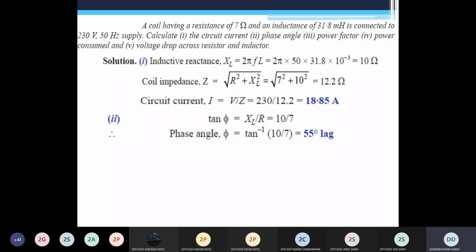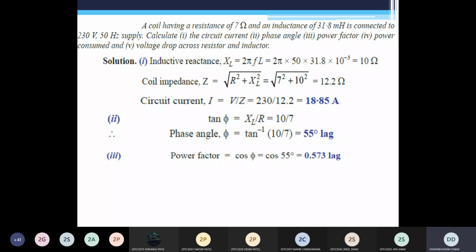R by Z. You already know the value of R, 7, and the value of Z. So R by Z would be 7 divided by 12.2. So you get cos phi, the power factor. So phi is equal to cos inverse of 7 divided by 12.2. Then also you can get this power factor angle. Clear? Then power factor is what? Again the same cos phi. Phi we already calculated, the phase angle 55. So cos 55 is what? 0.573 lagging. Clear? Always write this word lagging or leading.